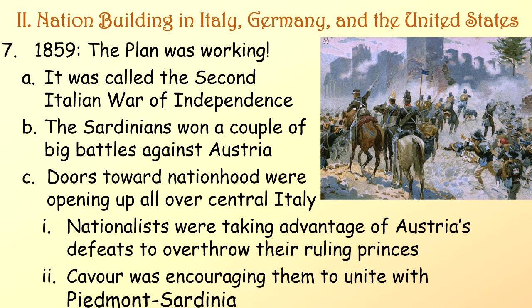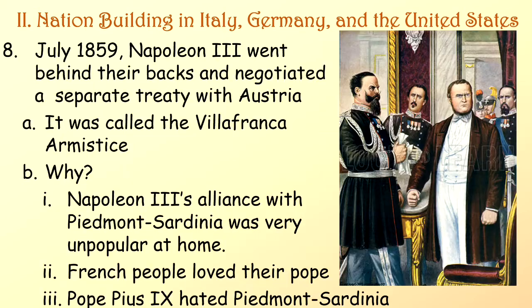Doors toward nationhood were opening up all over, even central Italy. Nationalists were taking advantage of Austria's defeats to overthrow their ruling princes, and Cavour was encouraging them to unite with Piedmont-Sardinia. In July 1859, Napoleon went behind their backs and negotiated a separate treaty with Austria. It was called the Villafranca Armistice. Why did he do that?